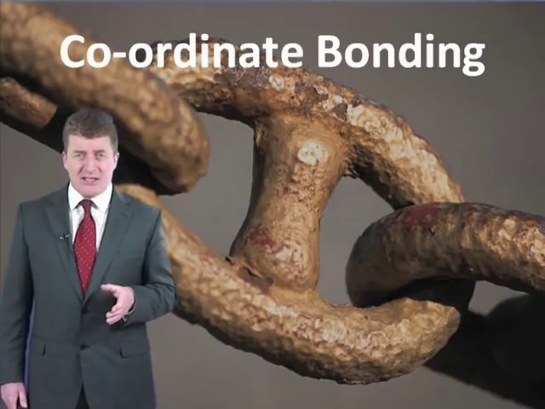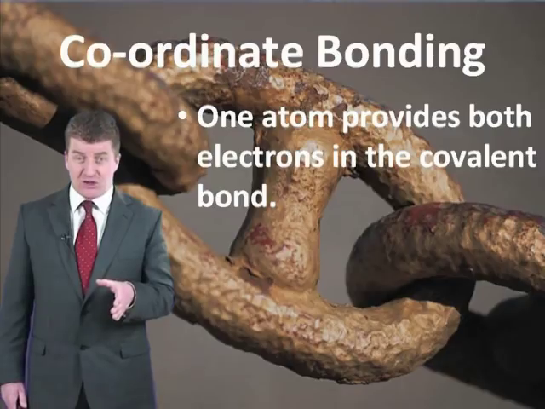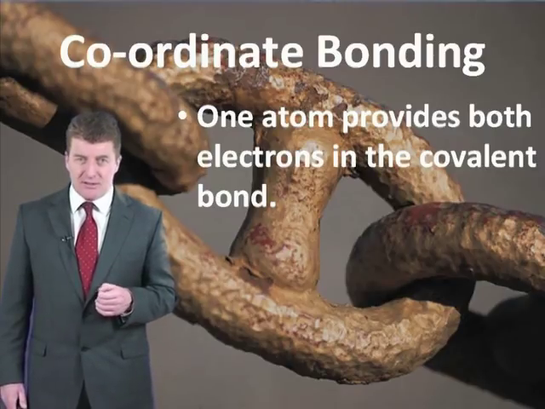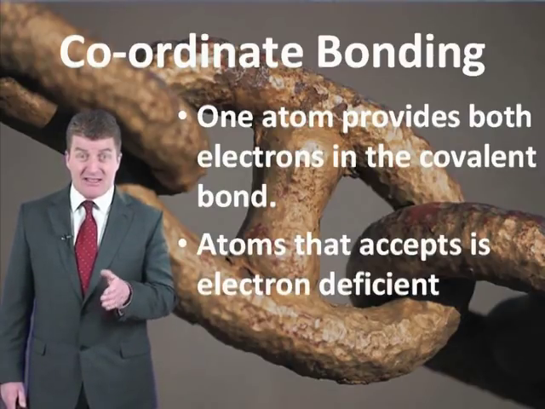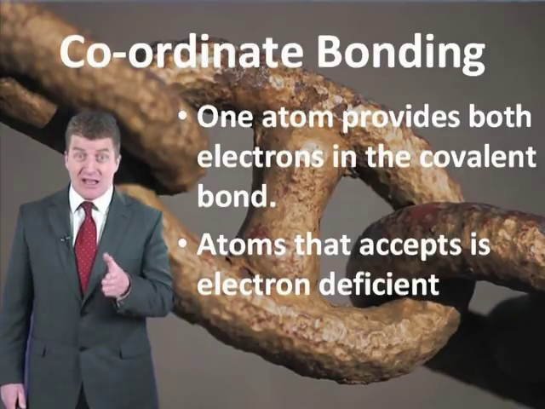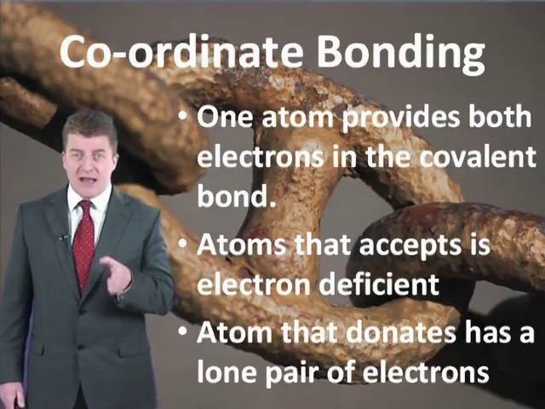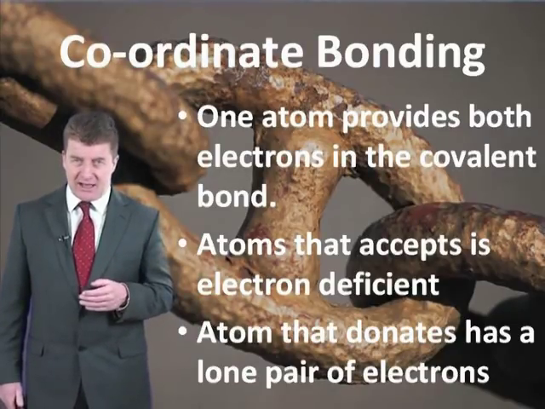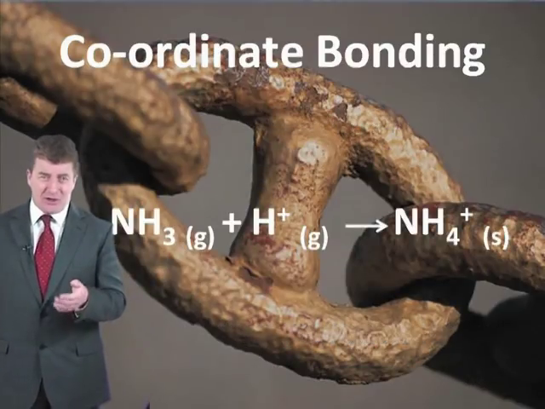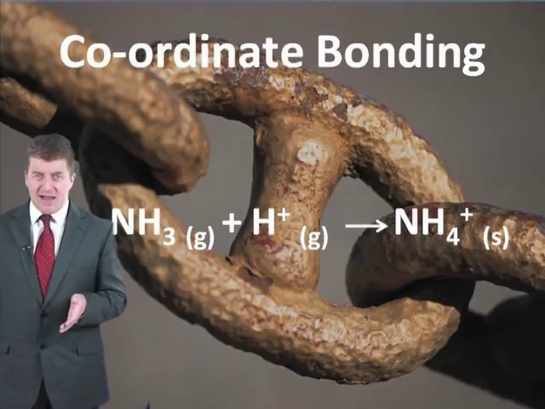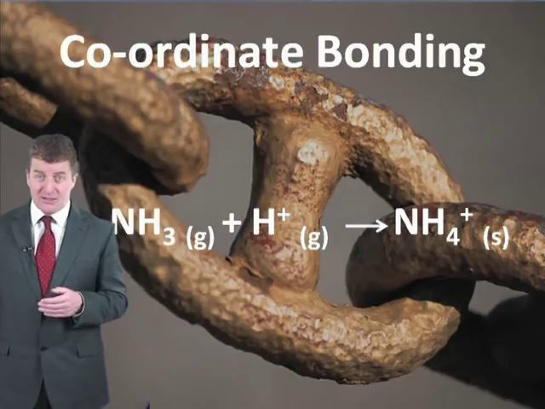Now, the last one I want to talk about is coordinate bond. This is where one atom provides both electrons in the covalent bond. Atoms that accept are basically electron deficient. Atoms that donate have a lone pair of electrons. This is a good example of a coordinate bond here, when NH3, ammonia, combines with a hydrogen ion to make NH4. Can you see there? NH3 plus hydrogen ion makes NH4. That's a good example there.